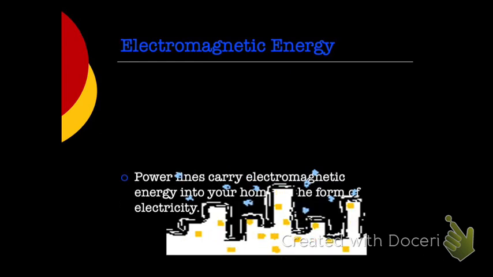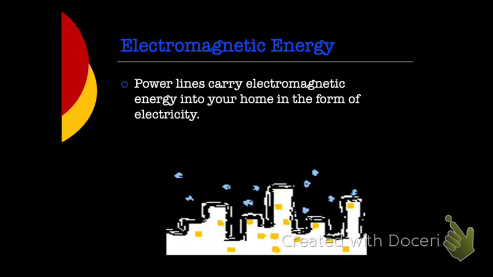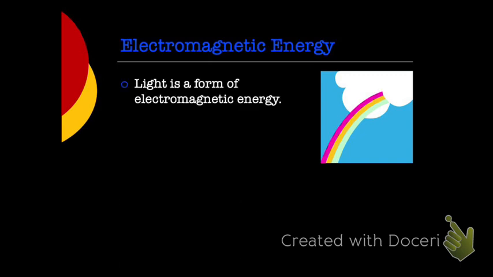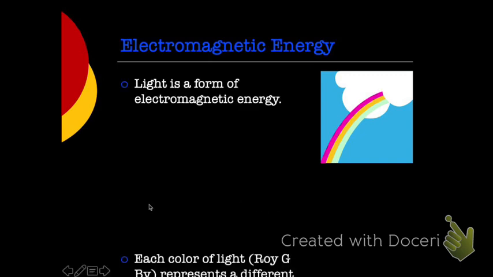Electromagnetic energy. Power lines carry electromagnetic energy into your home in the form of electricity. Okay, so we see all of these things happen and compound to get to electricity. Now, we're not going to go into how electricity is made and all that kind of stuff. That's above my pay grade for sure. But all of these types of energy have been transformed and kind of tunneled into us being able to use them as electricity. Okay? Light is a form of electromagnetic energy.